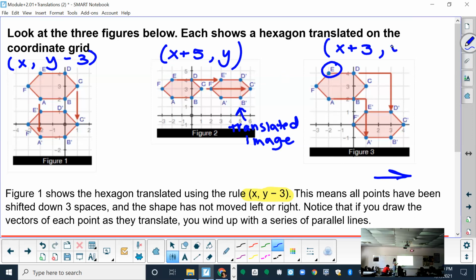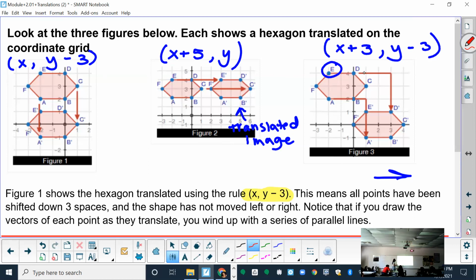Now do the rule for the y value. How much down did that E move? It moved 3. And did it move in a positive or a negative direction? All right, that's our negative direction. So going down, the numbers get smaller, so it should be minus 3. Questions about that?